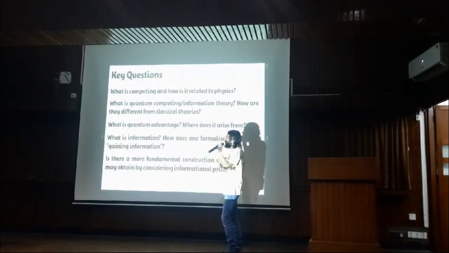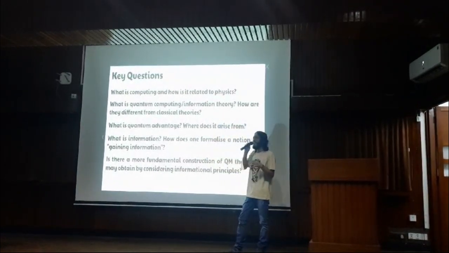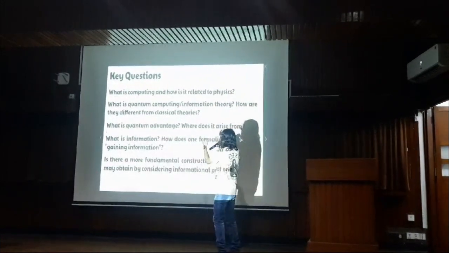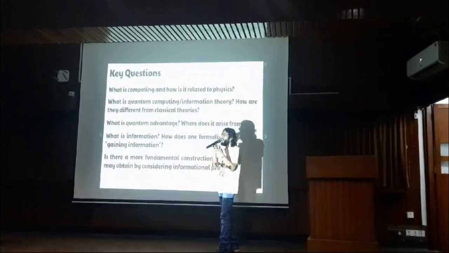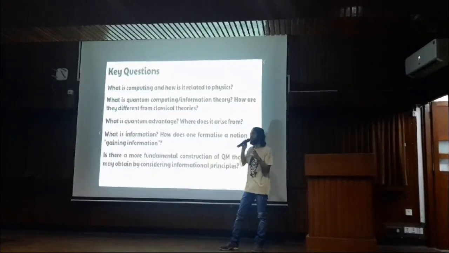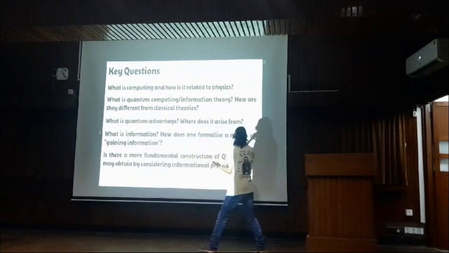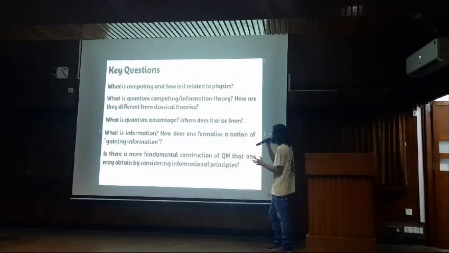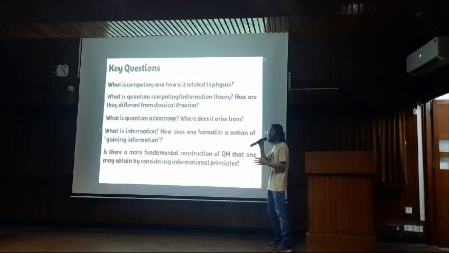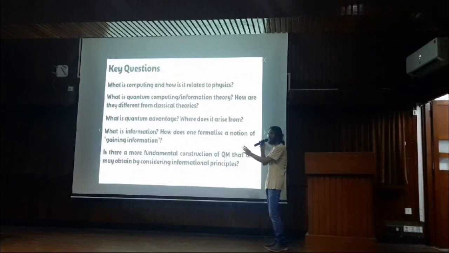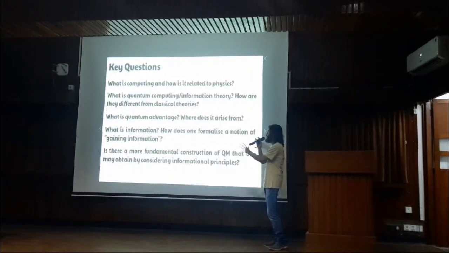It manifests itself in algorithms as an order complexity advantage, but really it's just the fact that the logical structure is much richer and allows you to do more things. Alright, so what is information and how does one formalize the notion of gaining information? I'm not going to speak too much on this point. I'm just going to bring up this question, but it will be addressed later.